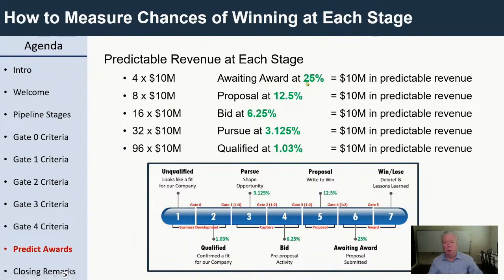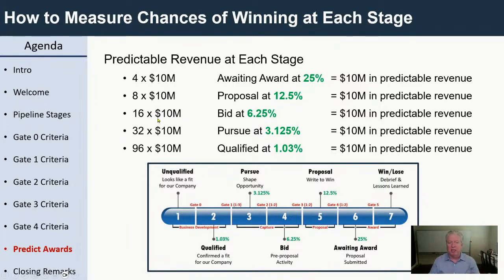If I'm saying awaiting award is 25%, proposals are 12.5%. And that means I need 8 opportunities at 10 million to get $10 million in predictable revenue, because of the proposal, only 4 of those 8 opportunities will move to awaiting award, and only 1 of those awaiting awards will win. Hopefully that makes sense, right? And then you see the math going back.